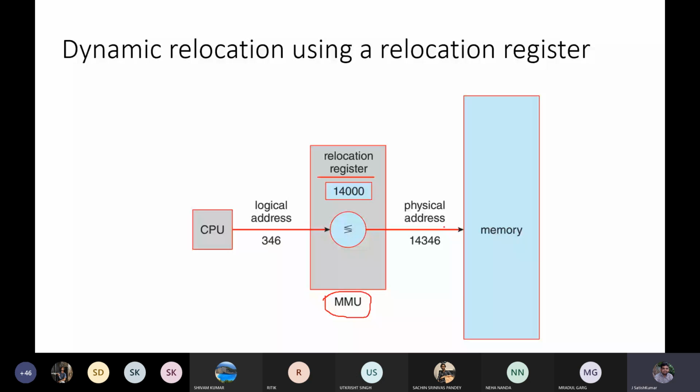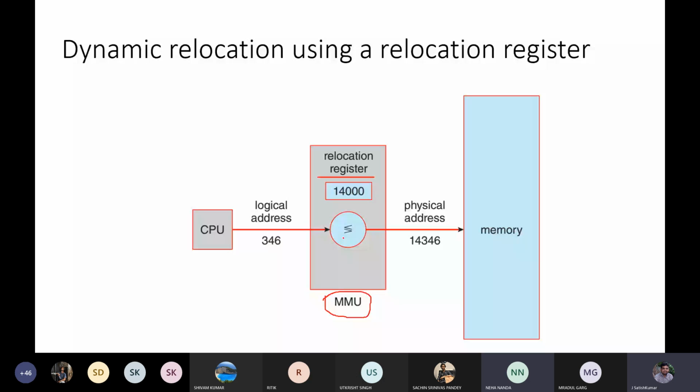Yes, what is your question? Sir, is this physical address the limit to which the memory can be stored, right, sir? No, this is the base address. The relocation register is a base address. Sir, the physical address is the amount of memory it is stored.